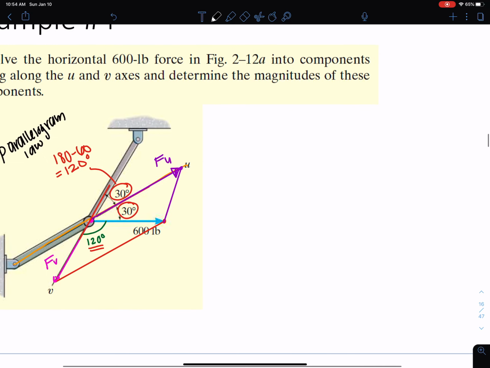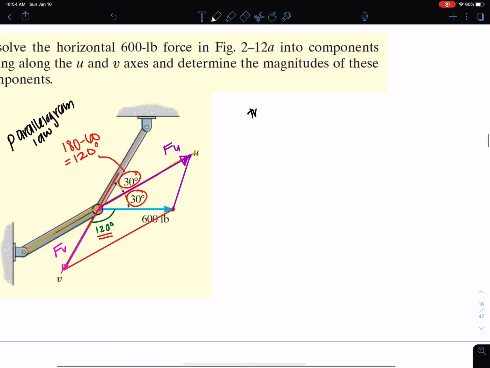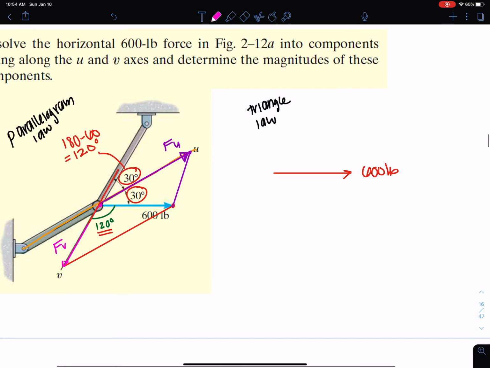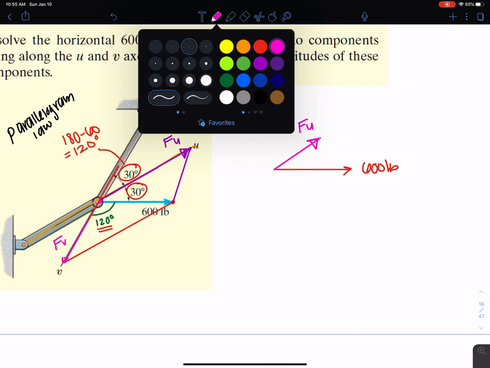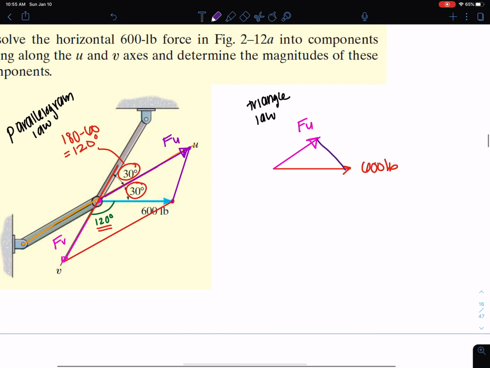We can also use the triangle law. Again, I'll just draw that one here. We have the 600, and basically we have some F sub u going in this direction and some F sub v going in this direction.